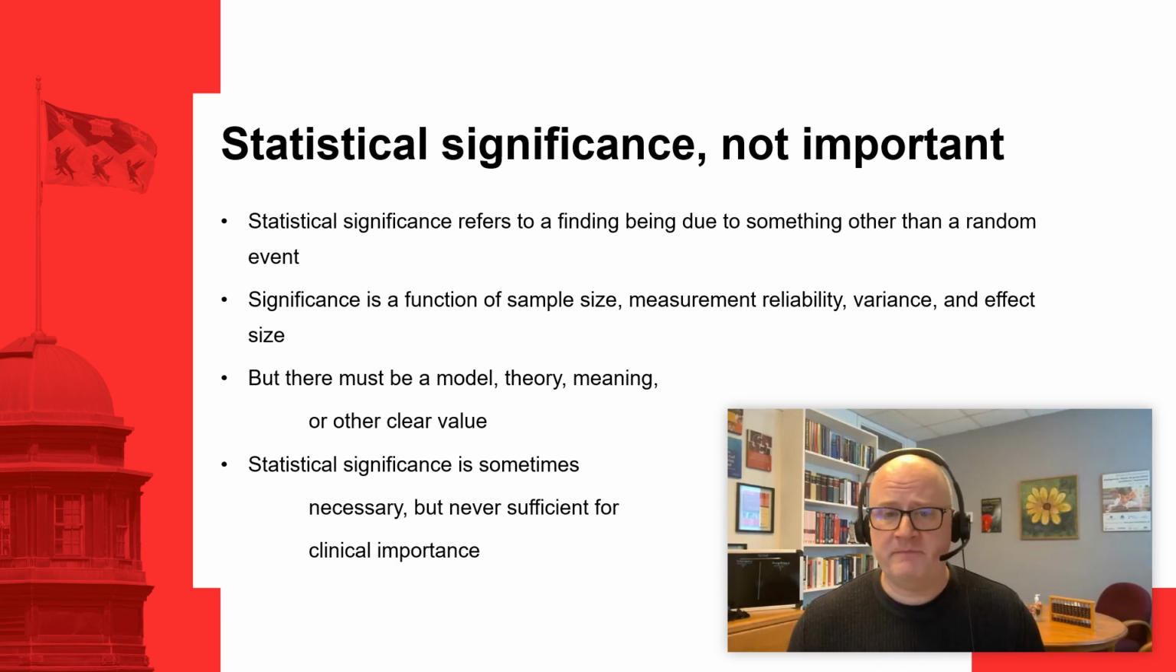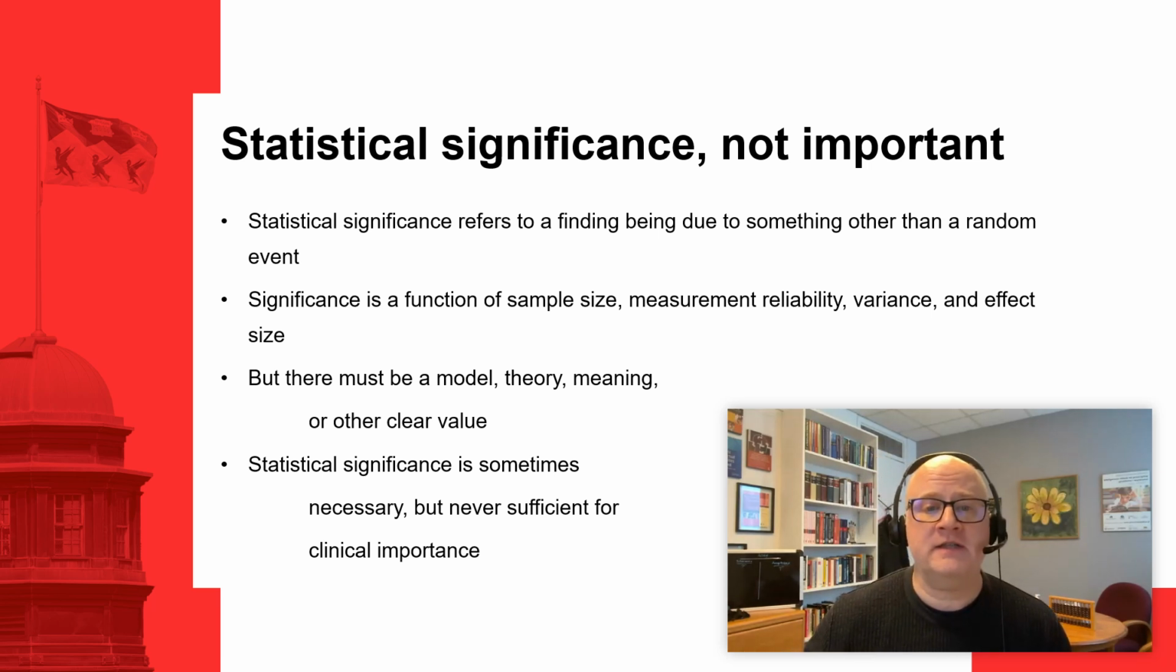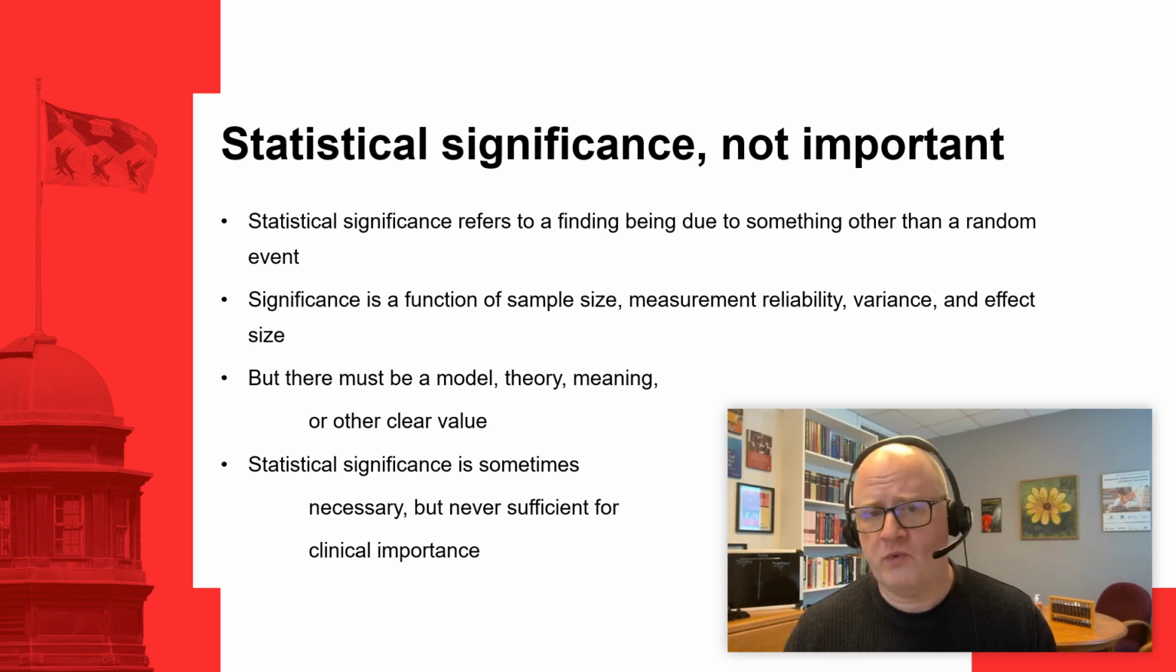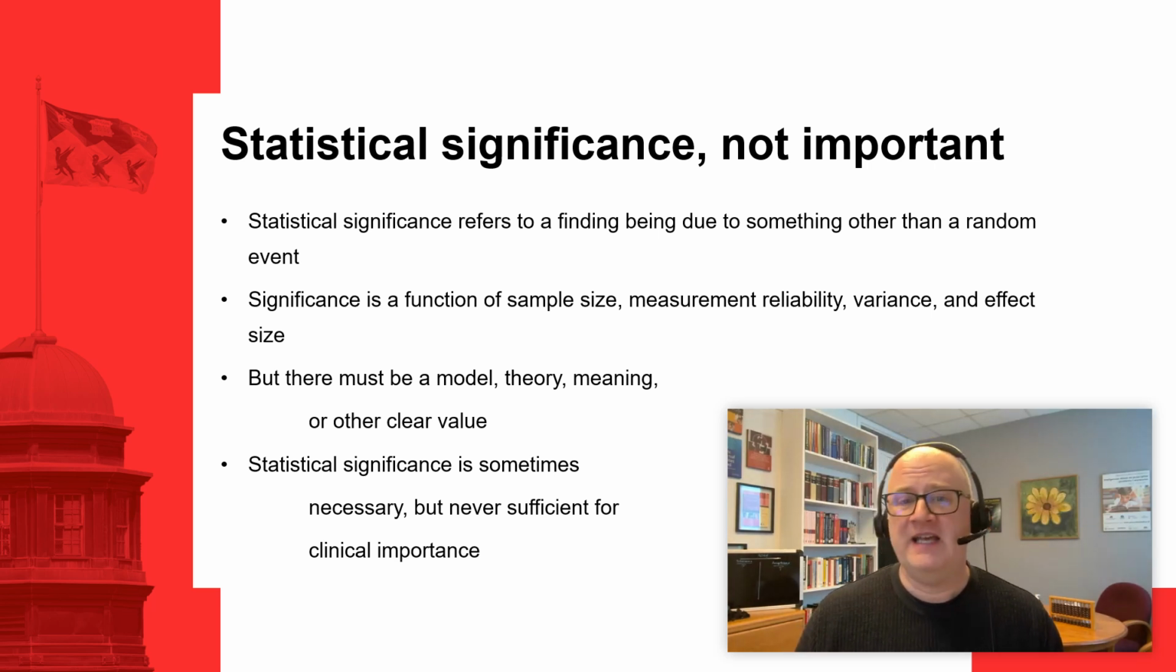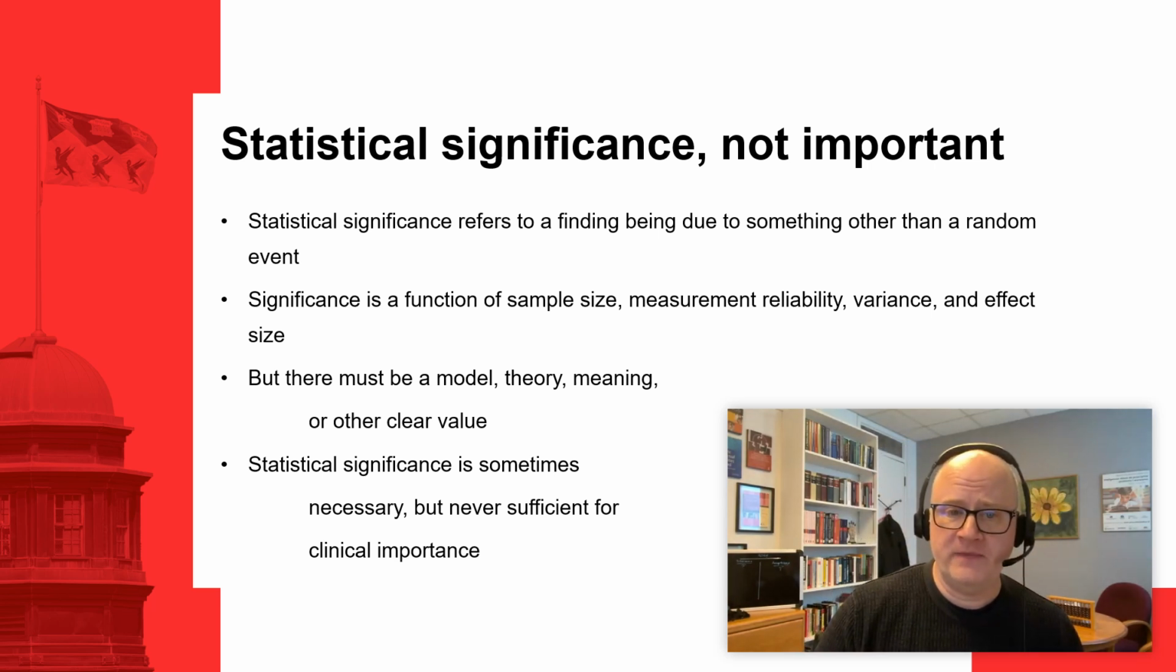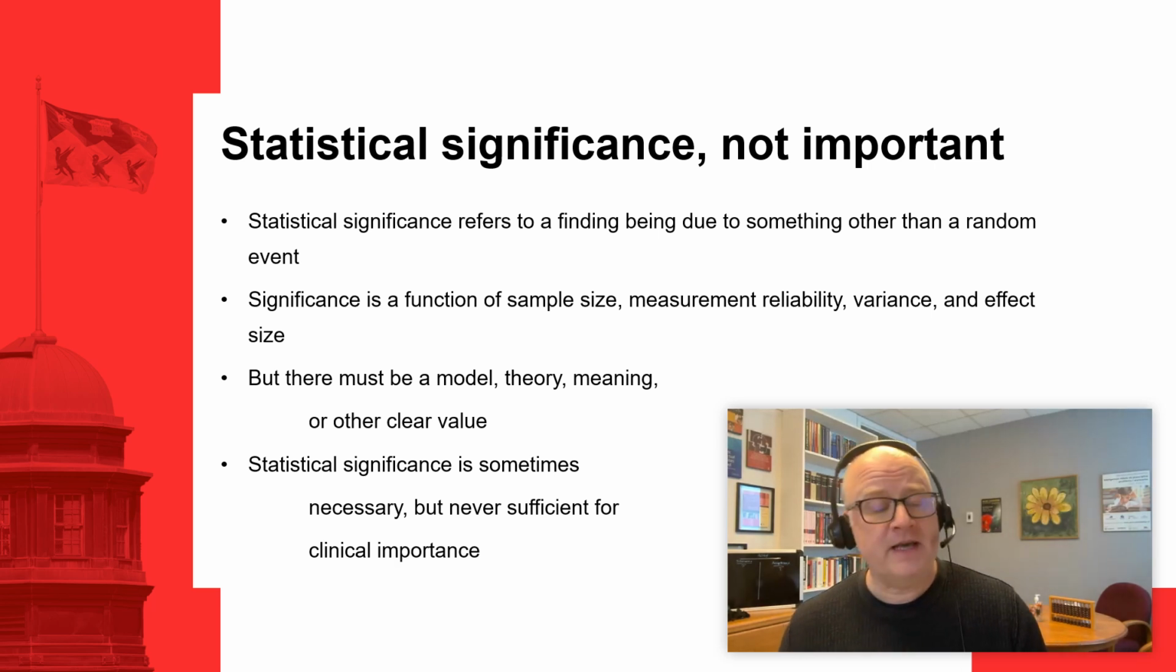Because what tends to happen sometimes is we correlate a whole bunch of things with a whole bunch of other things, and then we pick out the 0.05s, and we'll talk about why that's important later, and call them statistically significant. But if there's no meaning or model to it, if there's no rationale for why you're doing it, it may be statistically significant, but not important. And this happens a lot.